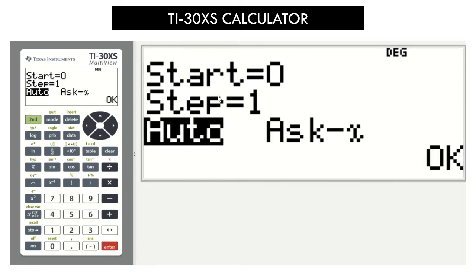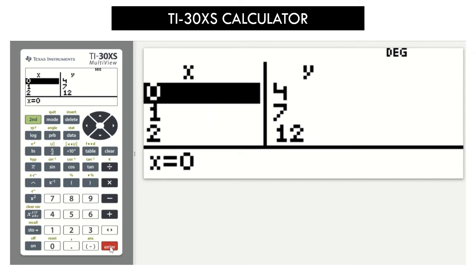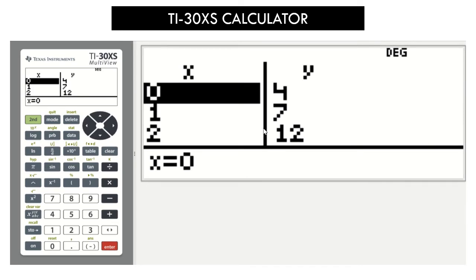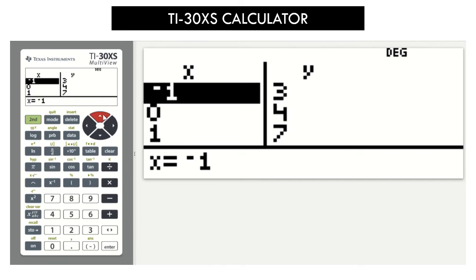It's going to ask me where I want to start my table step. I would suggest just keeping everything how it is until you hit OK. And then here's our table of values. Remember that in this problem, our vertex was (-1, 3), and I want two numbers above and below that. So here are my numbers.